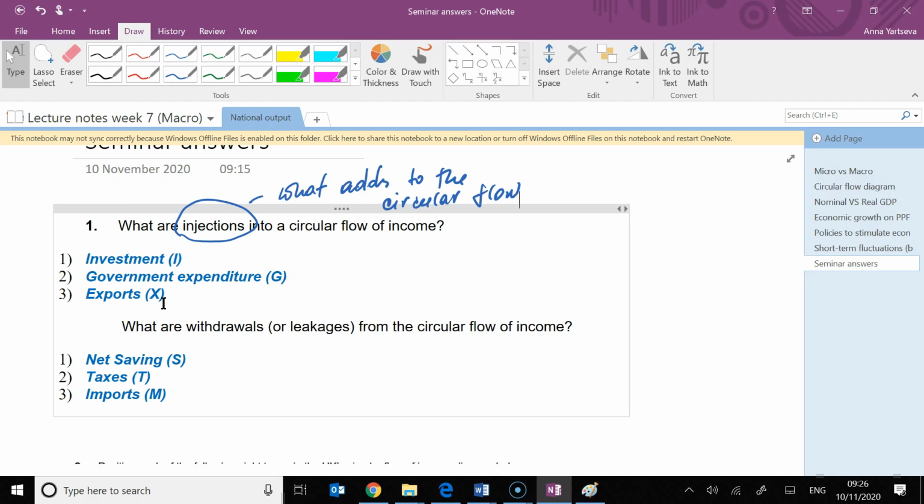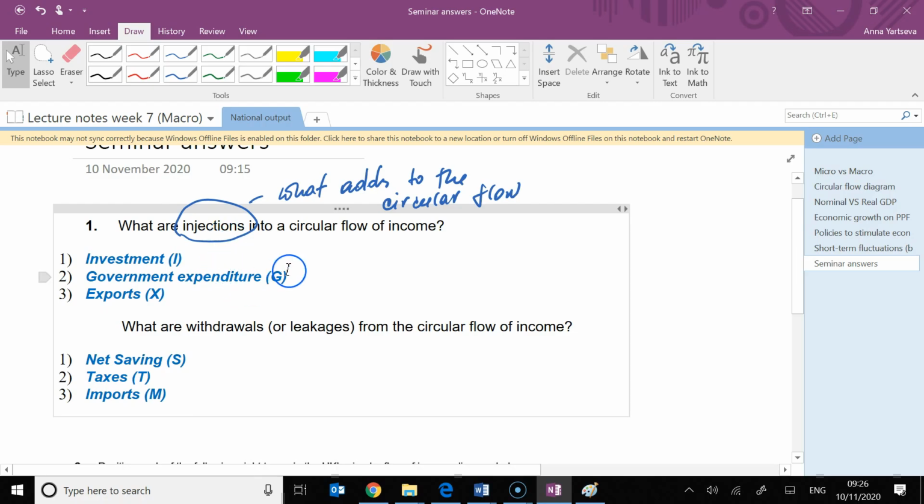Why is that? Because the more we invest, the more companies will be able to produce, the higher will be the capital amount they have. There will be higher production potential of the economy if we invest more. In other words, firms will be able to produce more when there is lots of investment in the economy.